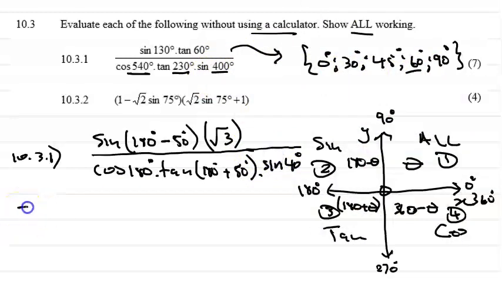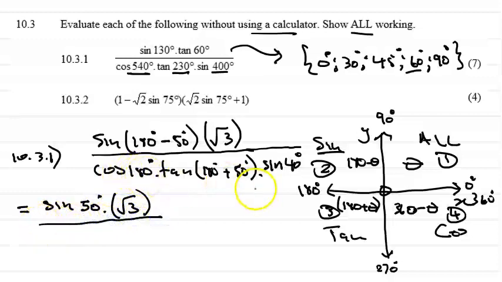Right. Okay, so let's look at it now. So we are reducing sine of 180 minus 50. Now don't forget, this is second quadrant. Sine is positive, so therefore it will reduce to positive sine of 50 degrees. Root 3 would remain as it is.